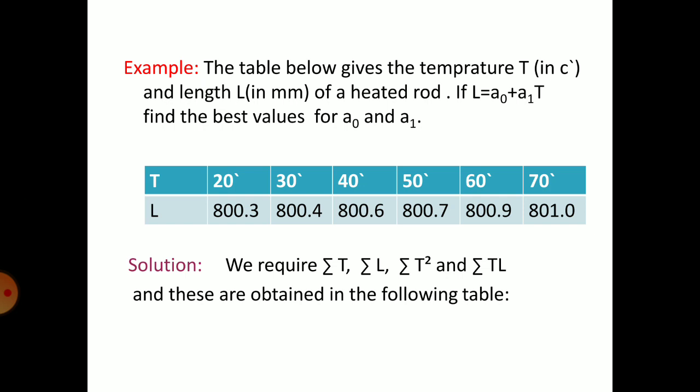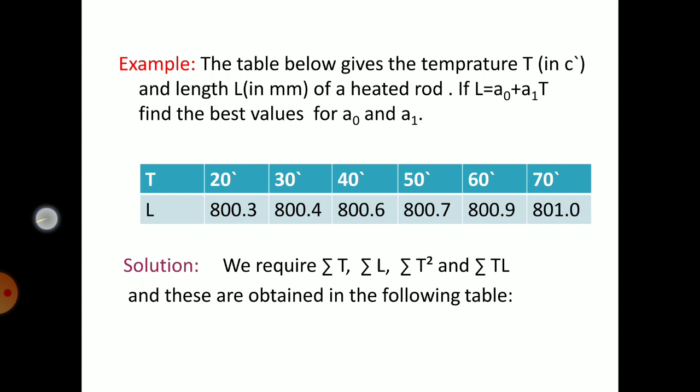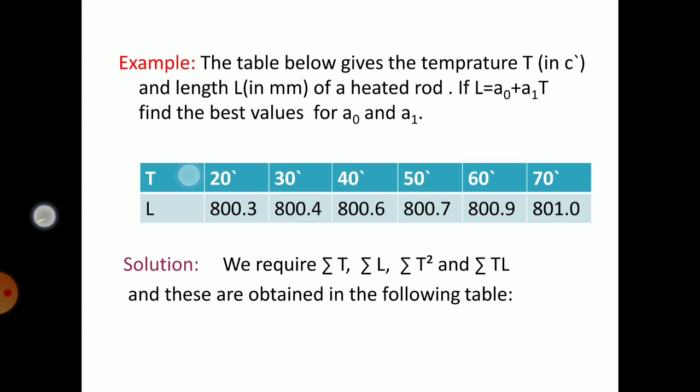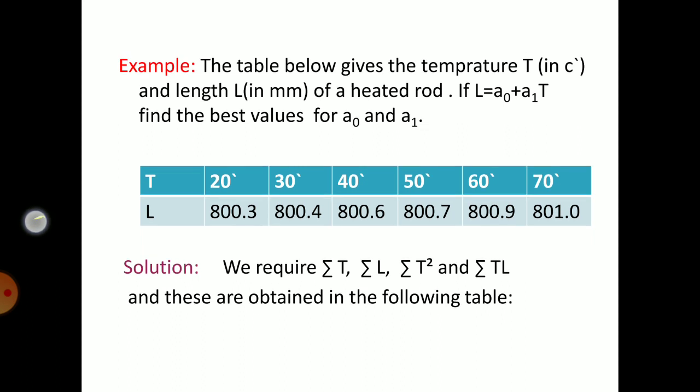To obtain these summations, we shall construct a table. In the first column, we shall write the values of temperature. In the second column, we shall write the values of length. Then we can take their sum, and we get summation of L. Then we require summation of T square. For that purpose, we shall consider the third column as the square of the first column. The last column is the first column into the second column, and then we shall find summation TL.